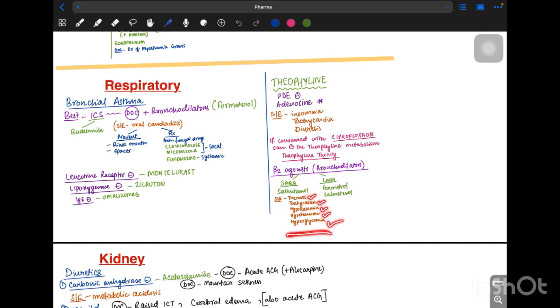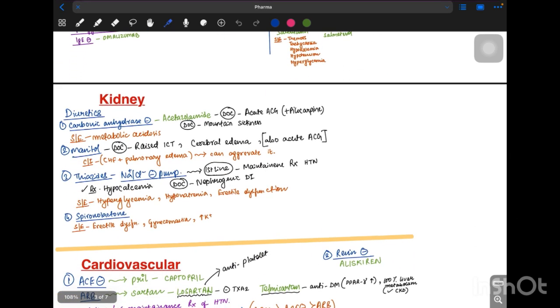You have to keep it in mind. Only the glucose level increases as a side effect of beta agonists. All other things will decrease. The heart rate will decrease, the potassium level will decrease, the blood pressure will decrease. Only the glucose level, hyperglycemia, will increase.